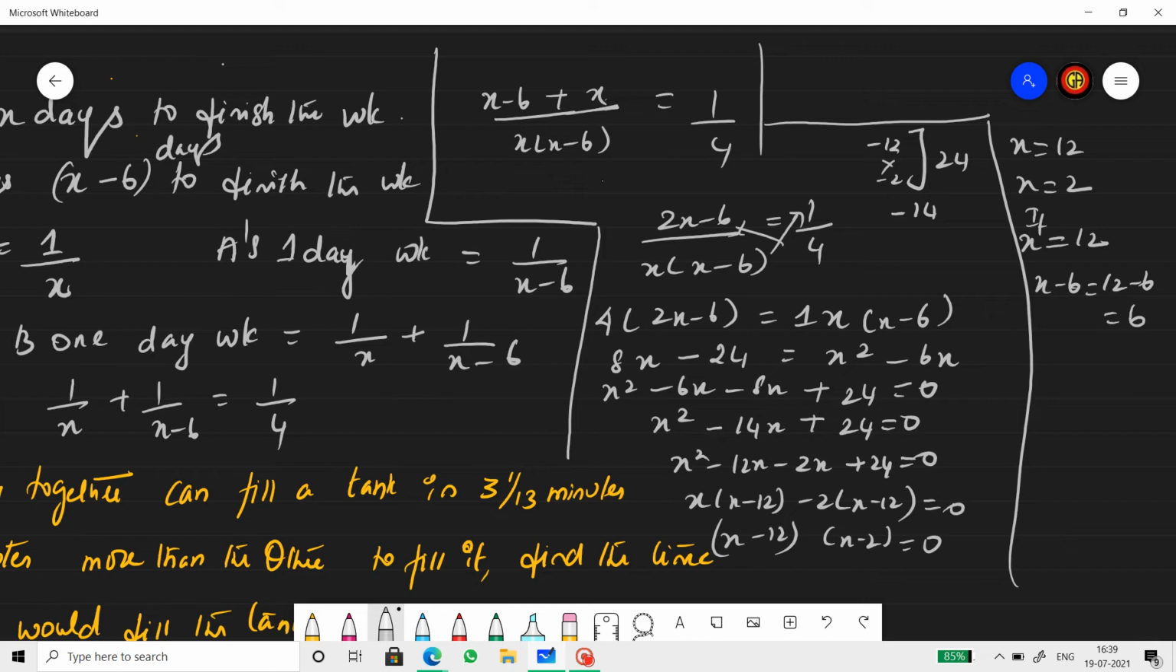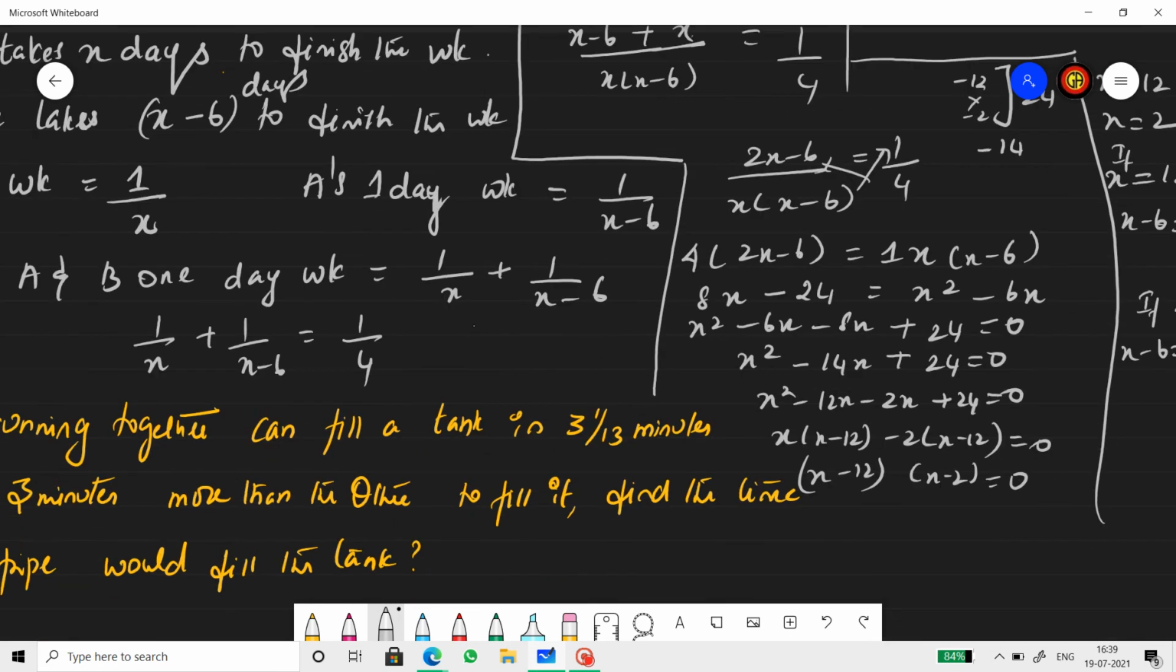So A completes the work in 6 days, whereas B completes the work in 12 days. Now imagine if we take x is equal to 2. If x is 2, then x minus 6 will be minus 4. How can number of days be negative? So therefore this is not possible. Hence x equal to 2 is rejected. So the answer is 12 and 6.